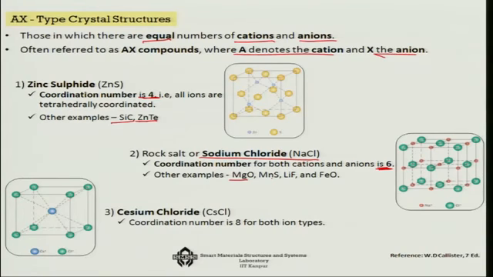Then cesium chloride is the third type of system, which has an even higher coordination number among the AX type of structures, close to 8. So, this is the highest coordination number in the AX structure.